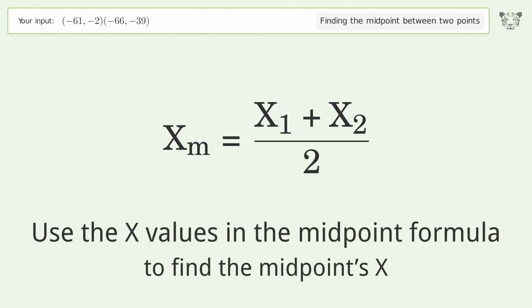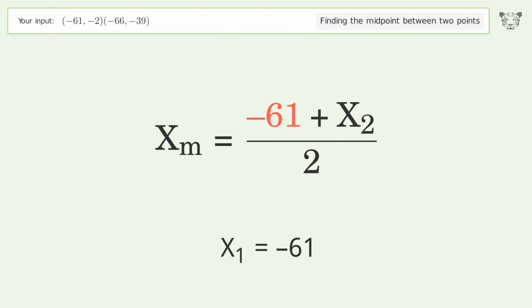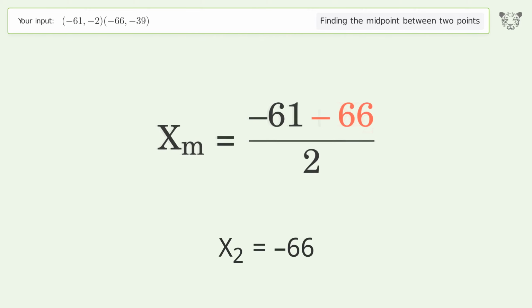Use the x values in the midpoint formula to find the midpoint's x. x1 equals negative 61. x2 equals negative 66. Simplify the arithmetic.